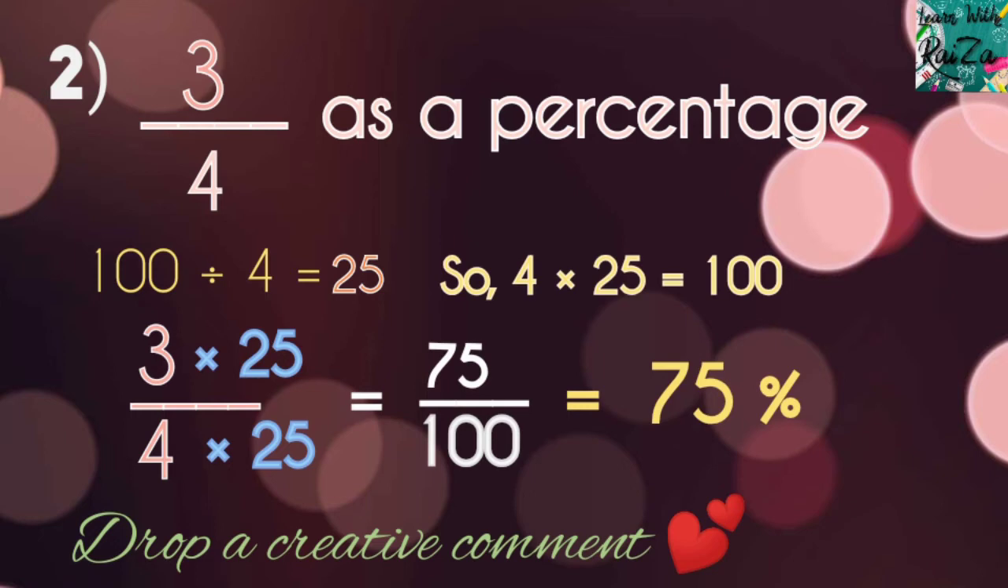For this, children, you have to ask 4, can you make 100? Yes, 4 can make it. So to find which number multiplied by 4 gives 100, you have to divide 100 by 4, that is 25. So 4 times 25 will give us 100. Then we multiply 4 by 25, and since we multiply the denominator by a certain number, we have to multiply the numerator by the same number. Then what we get is 3 multiplied by 25 upon 4 multiplied by 25. So 3 multiplied by 25 is 75, 4 multiplied by 25 is 100. So 75 upon 100 can be represented as a percentage, 75%.